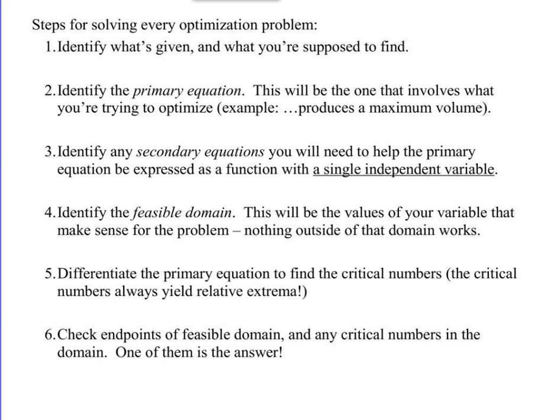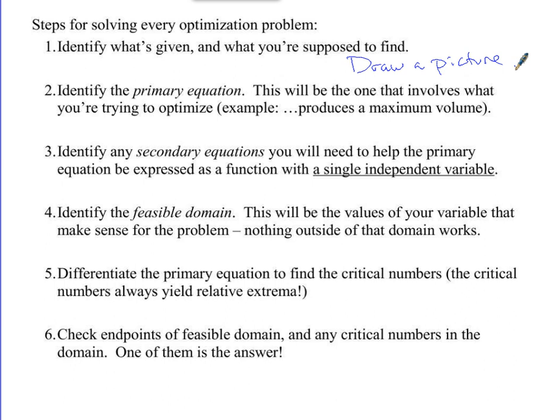And that's going to be the first problem that we do once we get done with how to do every optimization problem. So first of all, you're going to identify what you're given and what you're supposed to find. Just like any story problem, that's what you're supposed to do, right? But on these, you're also going to need to draw a picture. The picture, a lot of times, will help you figure out what it is that you're supposed to be doing.